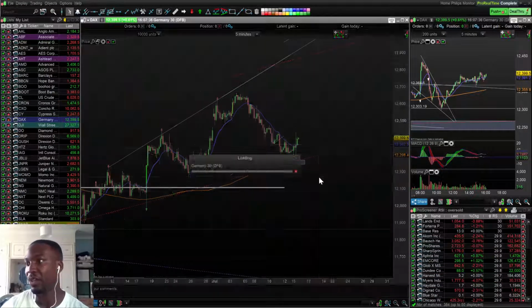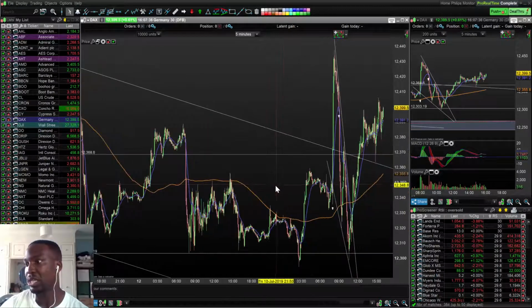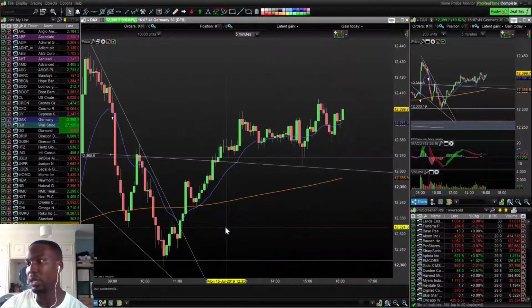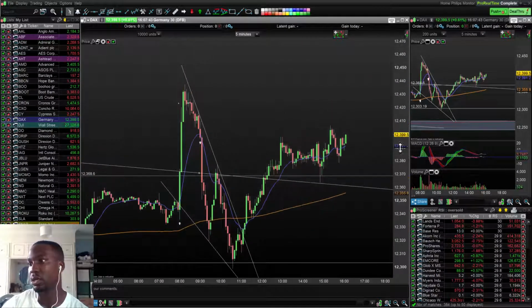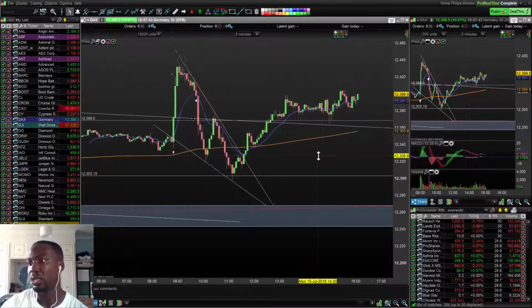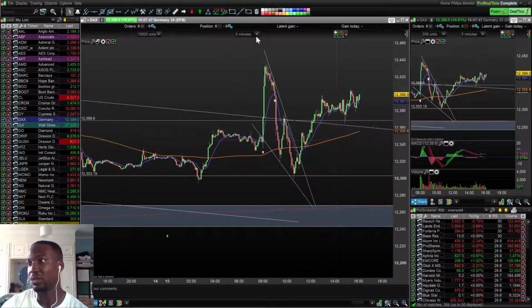So if you go down to the 5-minute chart, you can see that this is a descending wedge pattern. Let's go to the 10-minute actually.